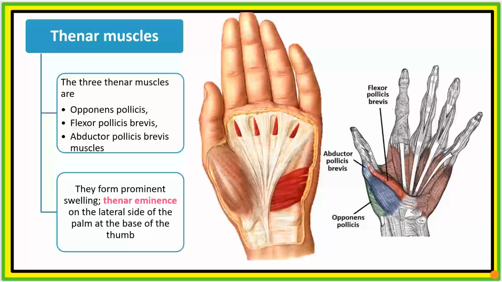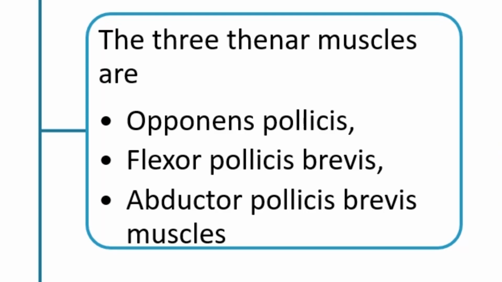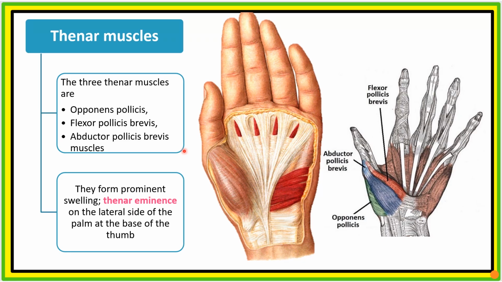Look at the Thenar muscles. This is the Thenar eminence, and these are muscles that are responsible for movement of the thumb. These muscles are made up of 3 different muscles: 1, the Opponens pollicis, 2, the Flexor pollicis brevis, 3, the Abductor pollicis brevis. These 3 muscles give this prominence at the base of the thumb, which we said is called the Thenar eminence.